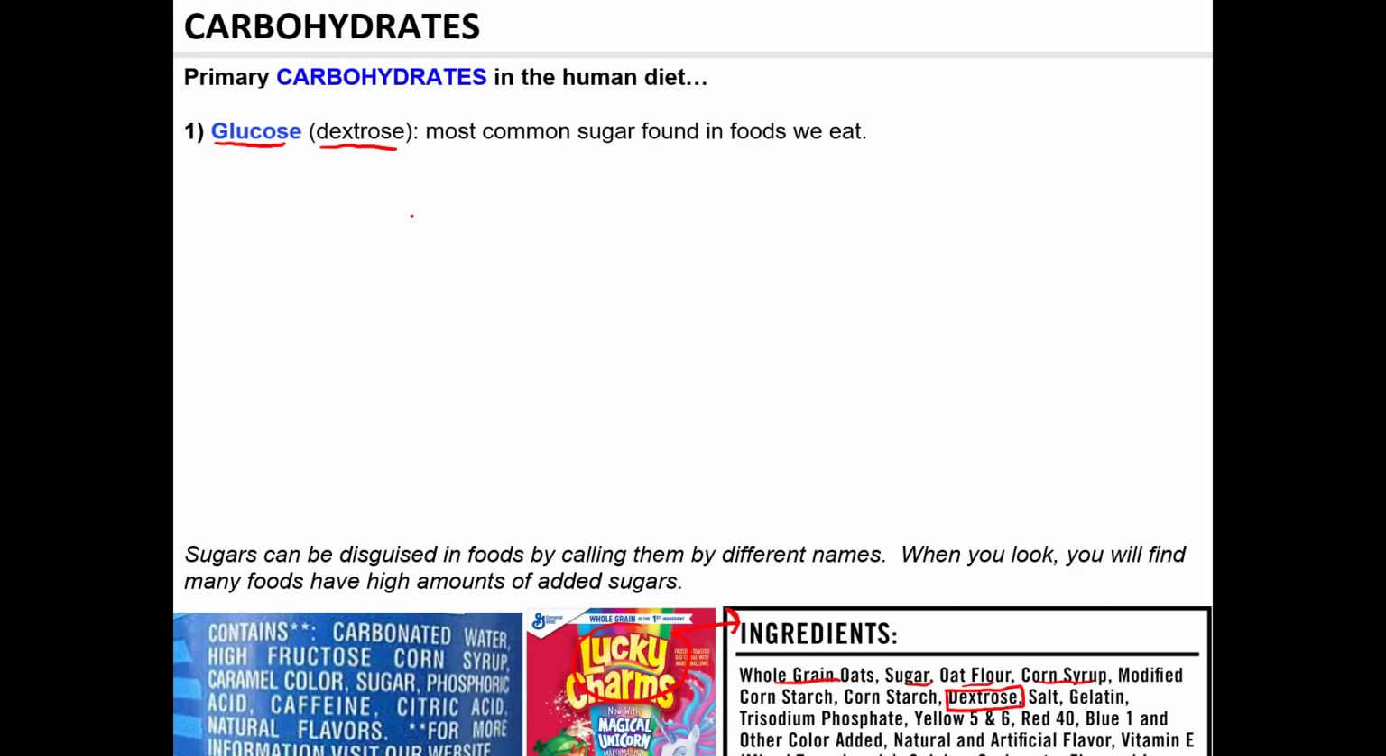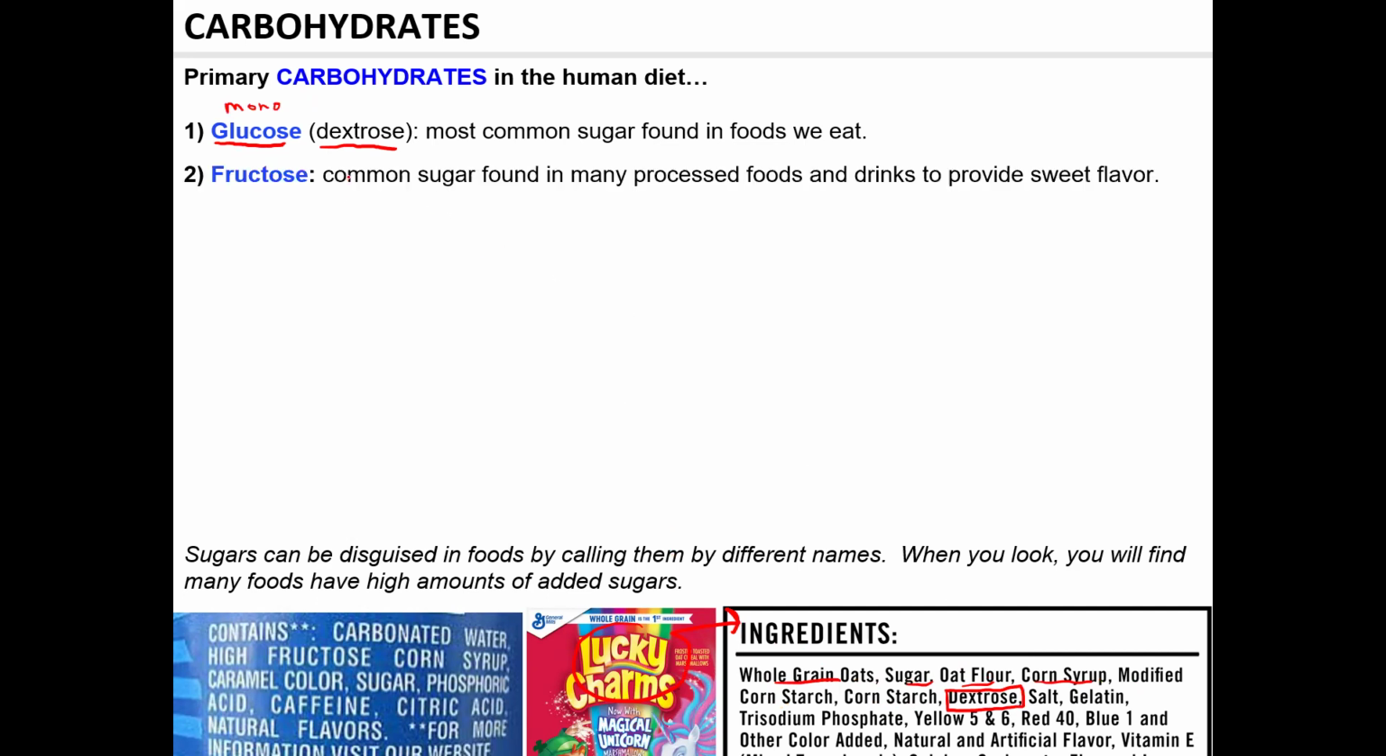So we can see that dextrose, which again is our glucose, which is our monomer, can be found in these Lucky Charms. Fructose is another common sugar, and typically it can be found in food and drinks. If we look at this example over here for this Pepsi, you can see that our first ingredient is carbonated water, and our second ingredient is high fructose corn syrup.